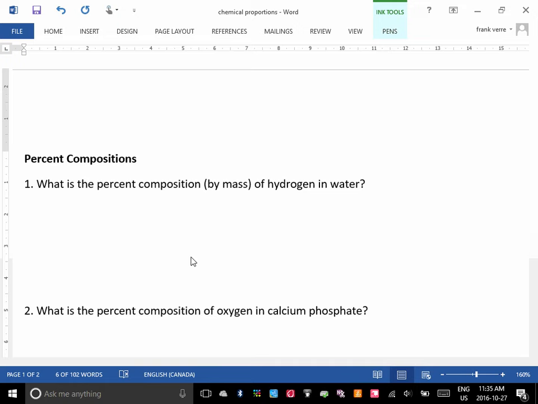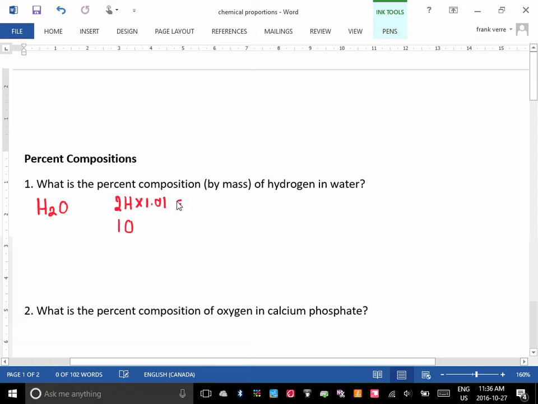So always start with a formula, which is what? Water would be H2O, right? You can see in the formula that there's 2 hydrogen and there's 1 oxygen. Now, the molar mass of hydrogen is what? Is it 1.01? Okay. So we have 2 of them.